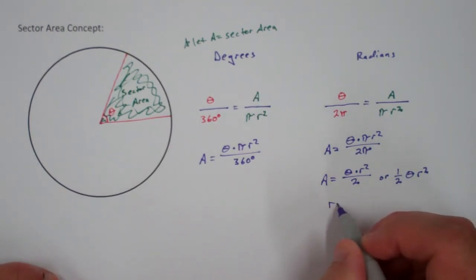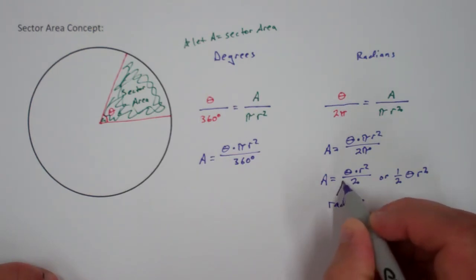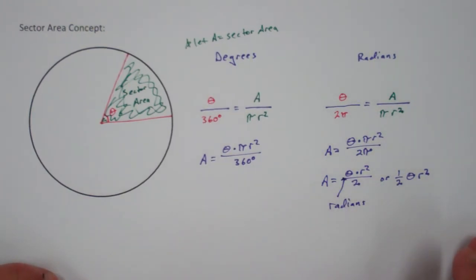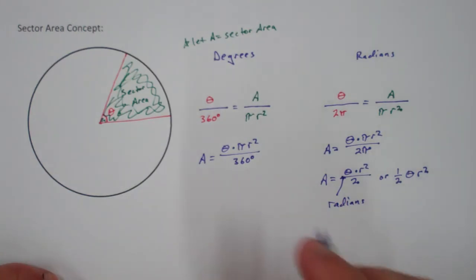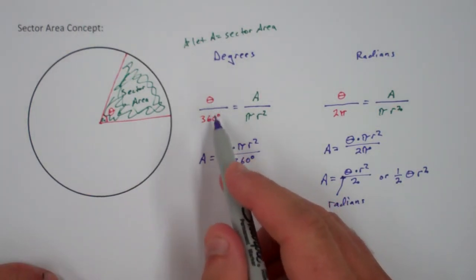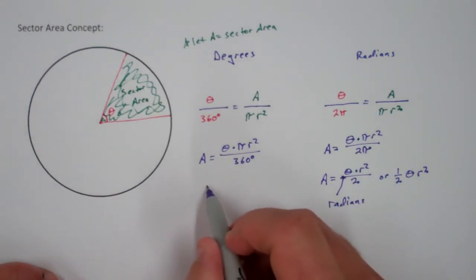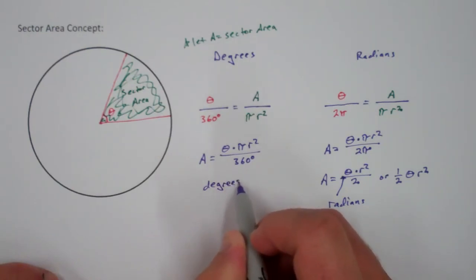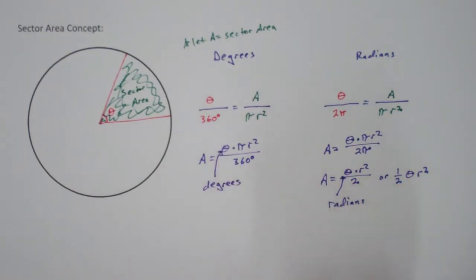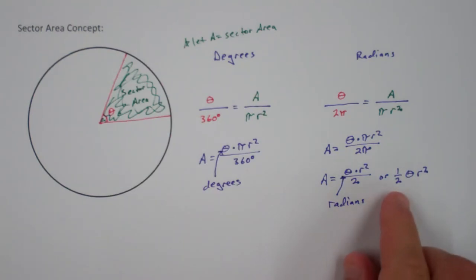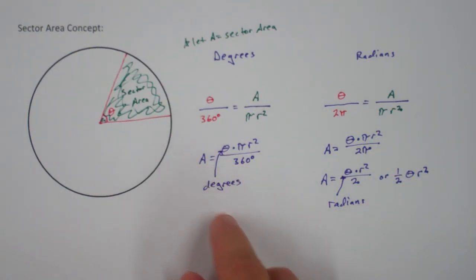Keep in mind though that this theta is in radians. Don't see any other units around here, so we know that the angle measure is in radians. Here we see degrees, and when we write this fraction, where the formula comes from, it totally needs to be in degrees as well. You're free to use either one, although it's sometimes a little bit easier to use the radian measures. You can see here it's just 1/2 theta r squared. Here you've got some division going on other than 1/2, and you've got a theta over 360 and some other stuff going on. But really either way will work, but try to get used to that radian concept.